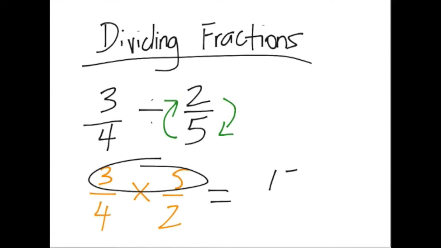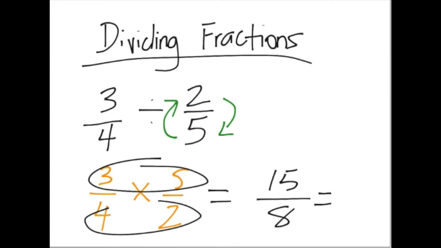Then we're going to multiply the top two numerators, and then separately the denominators, leaving us with 15 over 8, which can't be reduced or simplified, but can be changed to a mixed number, and that would be 1 7/8.